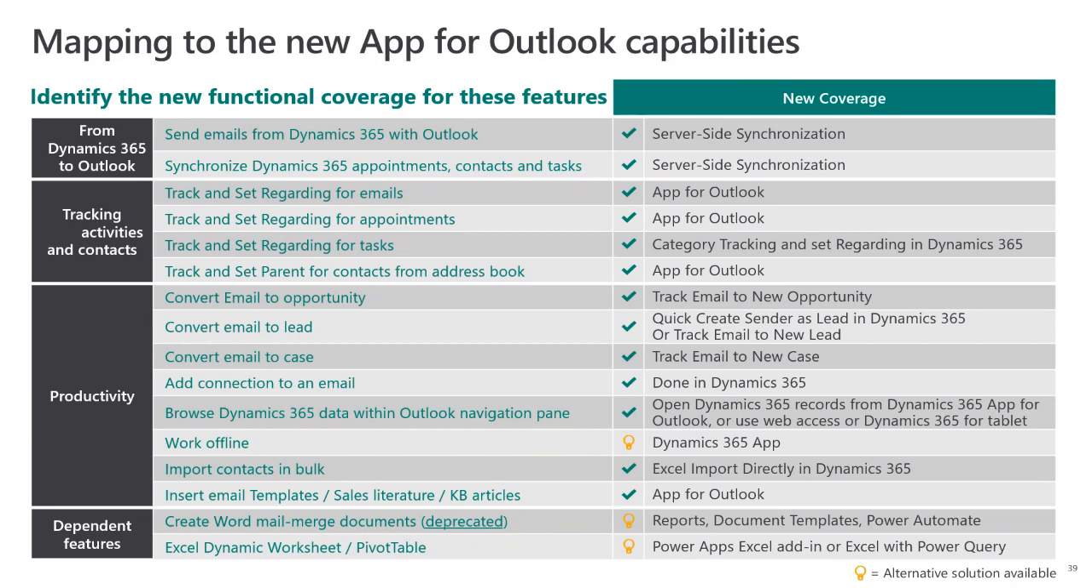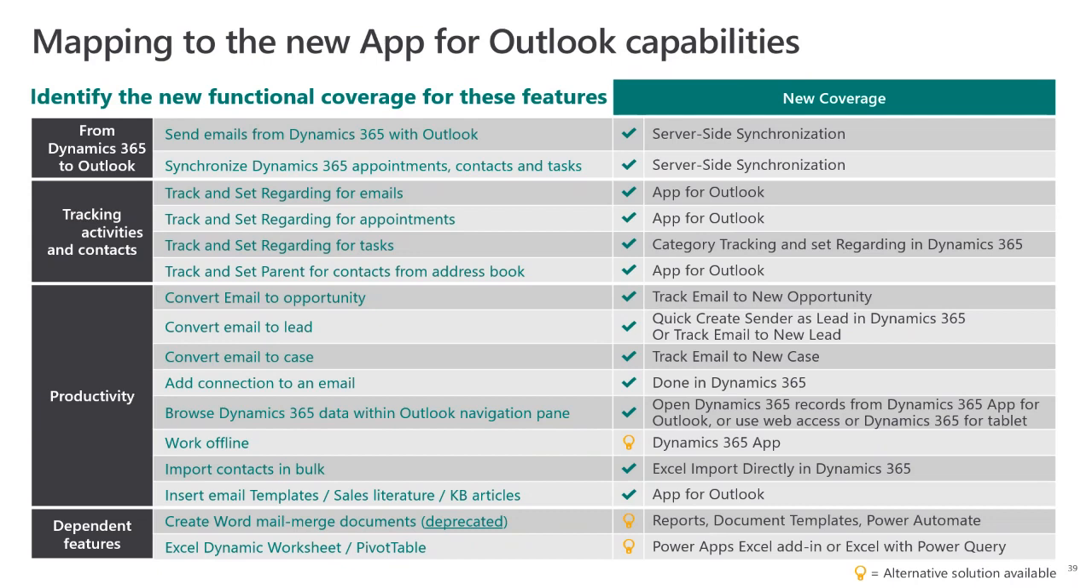In terms of productivity, to convert an email to an opportunity, you should track the email to a new opportunity. Convert email to lead. You can use Quick Create the sender as a lead if it's an unknown sender, and that will create a lead. Or you can track the email to a new lead, and that will create a lead as well. How to convert an email to a case. You just have to track the email to a new case.